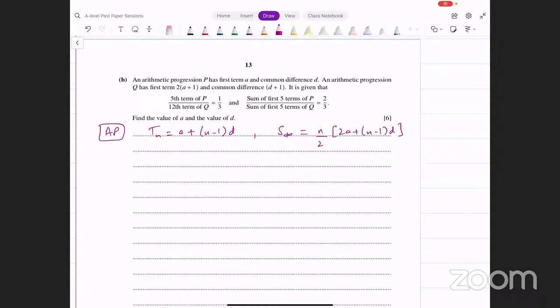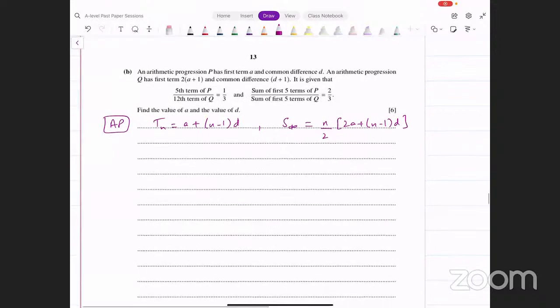ठीक है, term formula और sum formula. अच्छा, सबसे पहले उसने आपको ये relationship दिया है between the terms. Okay. इसको fraction के बजाय अगर हम cross multiply करके लिख लें, तो space भी थोड़ी सी बच जाएगी. It's going to be slightly easier to deal with as well.